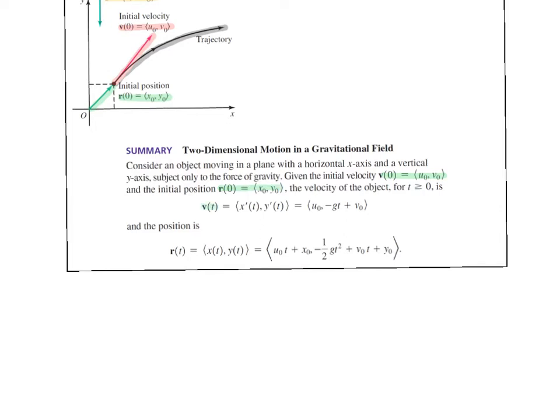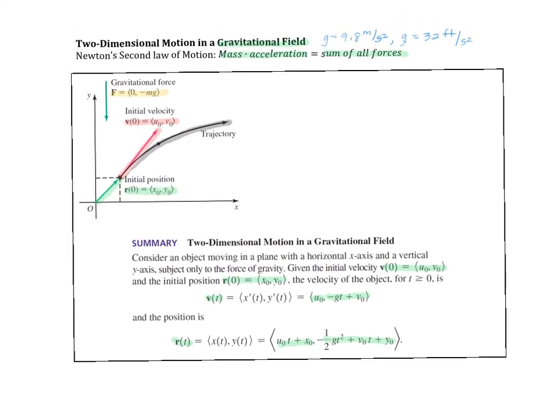So to compute the velocity vector, you don't have to go through all this, take the derivative of r. The velocity vector is simply going to be ⟨u sub 0, negative gravity times t plus v sub 0⟩. And the position vector, if you have all these initial values, is going to be the vector ⟨u sub 0 t plus x sub 0, that's our first component, negative half g t squared plus v sub 0 t plus y sub 0⟩. And so that is if the only force acting upon it is gravity.